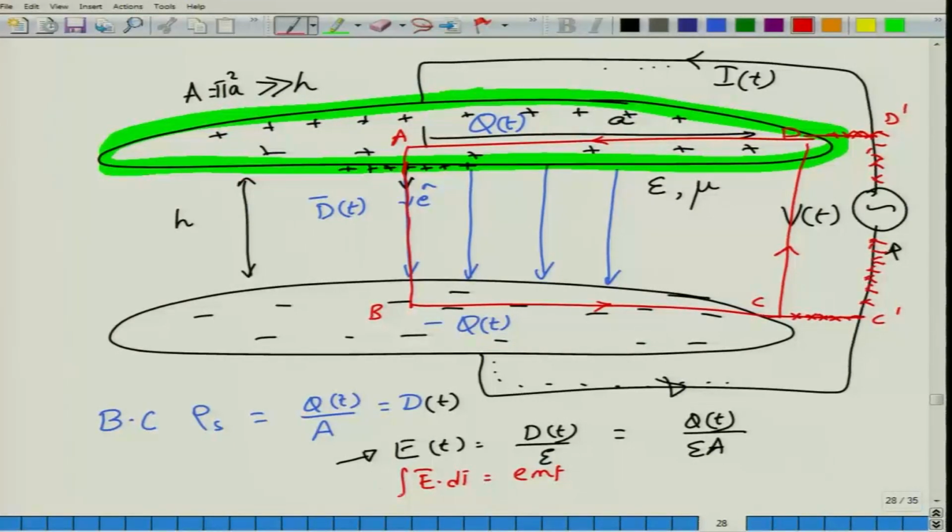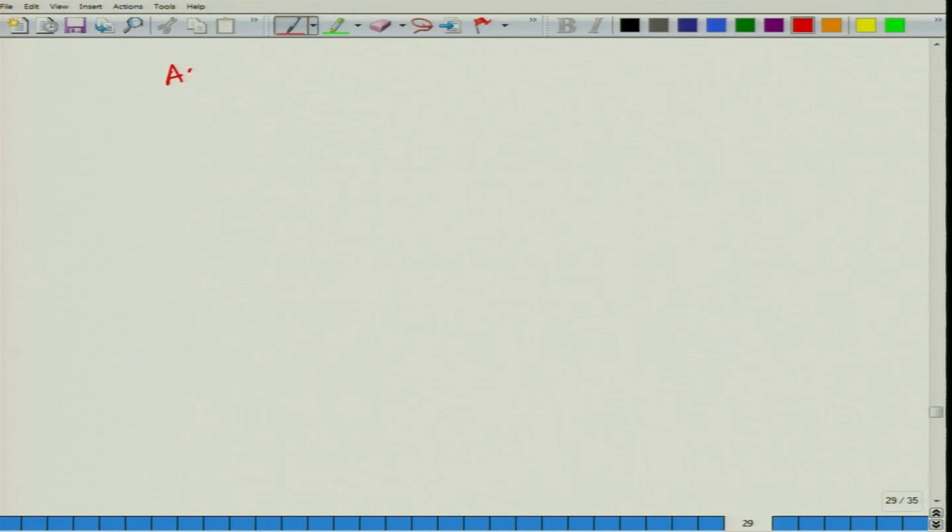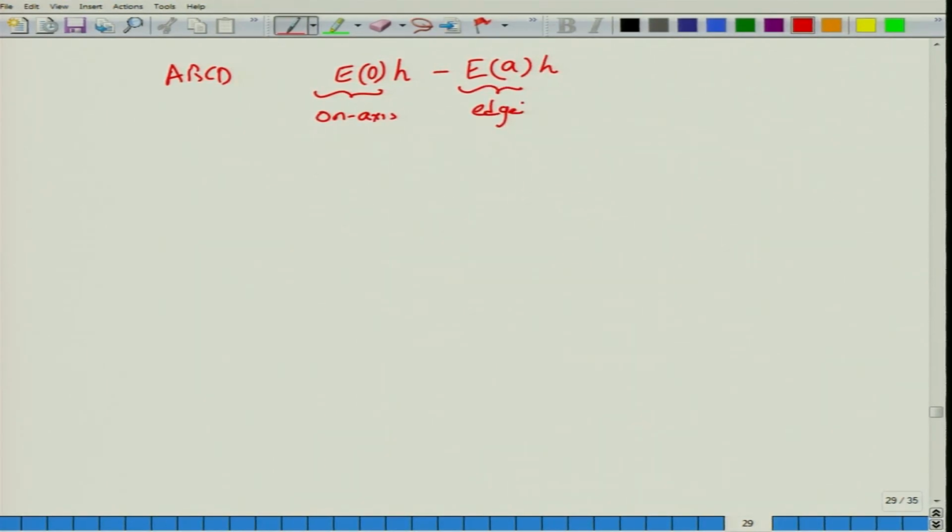So if I evaluate this integral for the path A, B, C, D, what I get is E of 0, which would be the electric field on axis. So this is the axis at rho equal to 0, rho being the radial distance from the center line that I am considering, times h, because that is the height, minus the side ones do not contribute to any EMF. Therefore you now have E of a into h. So this one is the on axis field and this is the edge field. Okay, we don't consider fringing effects, as I said.